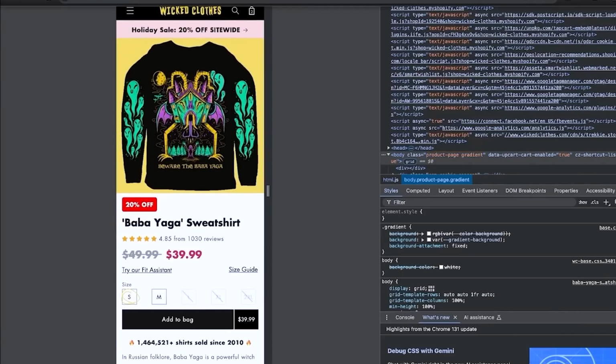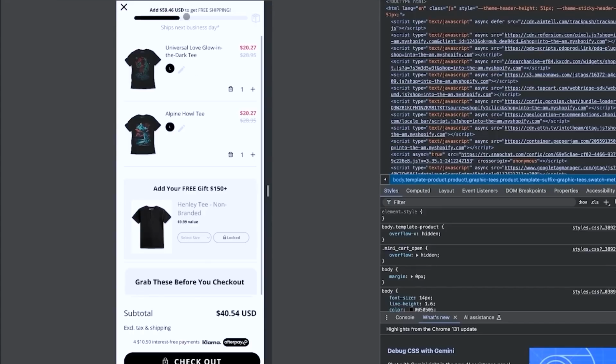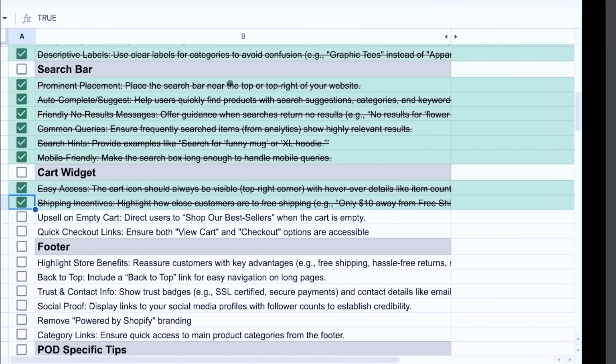Maybe that's because right now they're doing their holiday sale. And Into the AM, this is what we're talking about. They do the free shipping, ships next business day. So it's a loading bar showing how close they are.